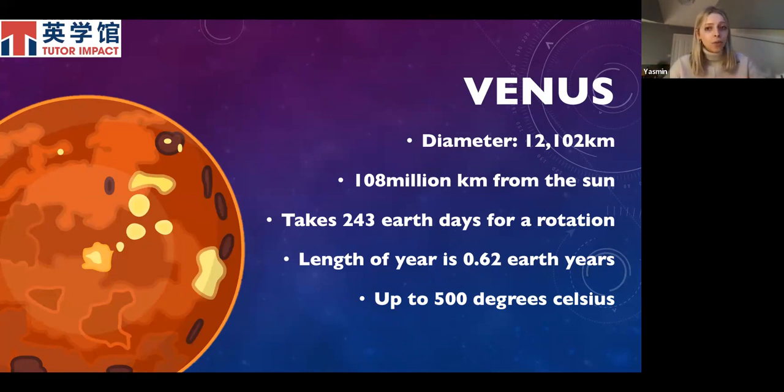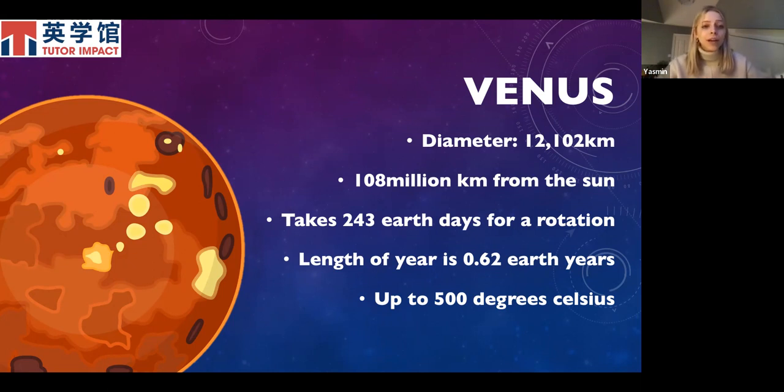It's also further away from the sun than Mercury, so it's 108 million kilometers from the sun, and it takes 243 Earth days for a rotation, so it's even slower at rotating than Mercury. So each day on Venus is the equivalent of 243 days on Earth. So their days are much, much, much longer because it takes so long for the planet to turn.